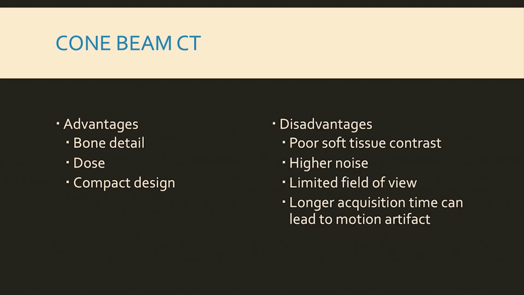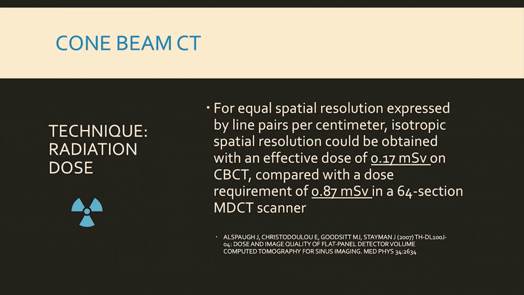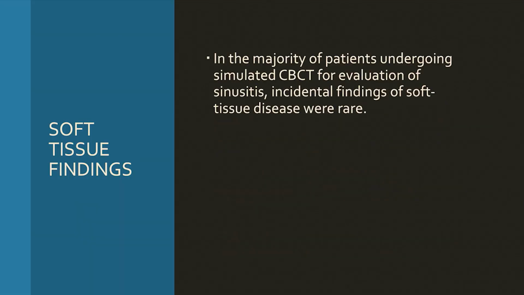Poor soft tissue contrast, higher noise, things like that. So multi-detector CT, much better soft tissue contrast in that way, right? But again, the dose is higher, the bone detail is not as good. So that's a little bit about dose. Because you guys aren't looking at that stuff, we'll just move on. But just to know that the dose for cone beam is much lower.